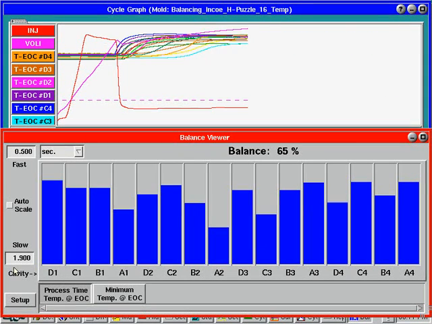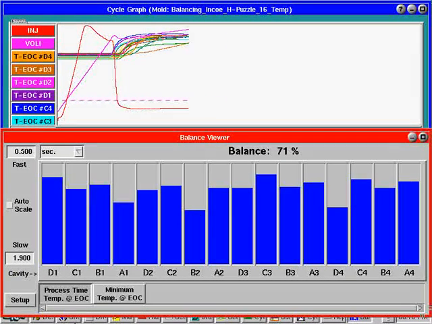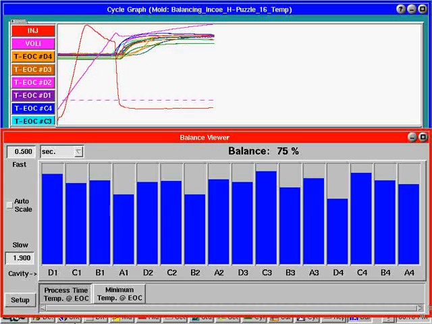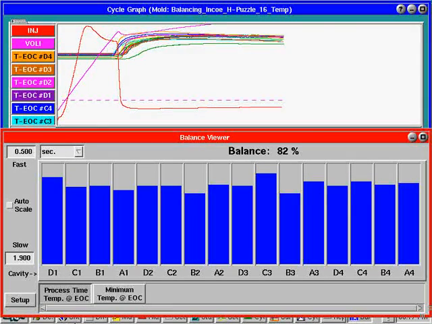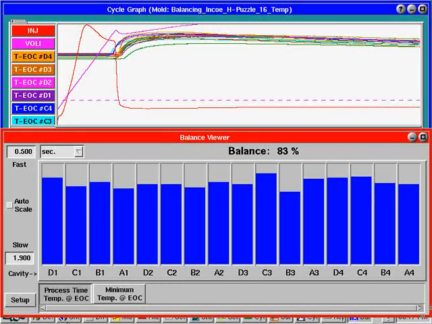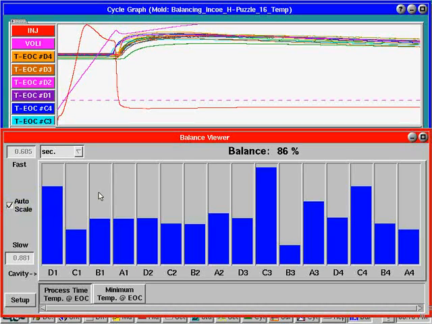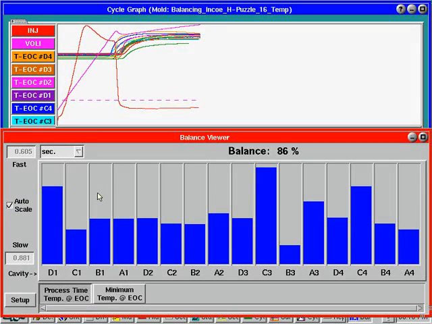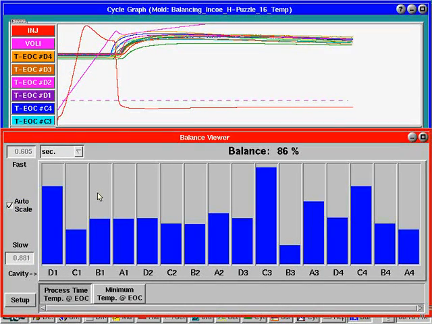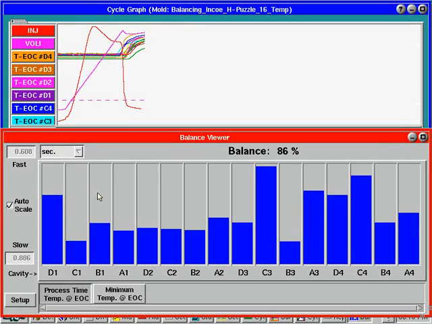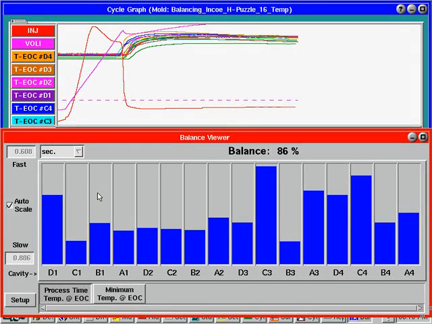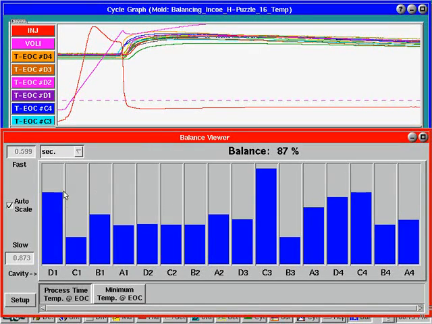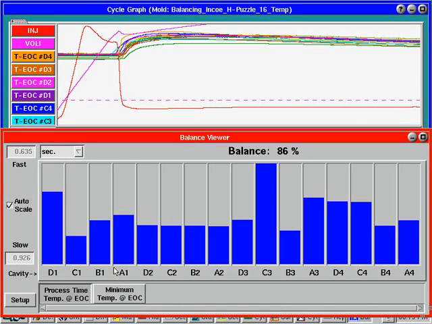By adjusting controller tip temperatures, we eventually brought it close to fill balance. As we get closer to a good balance, we can turn the autoscale on again. Of course, this makes it look worse because the scales for that middle 2% are at a fixed size on the screen. So 86% balance looks poor, and it probably is.